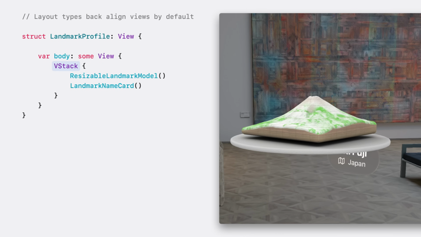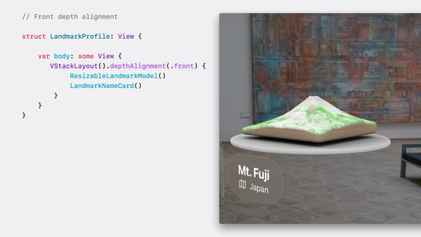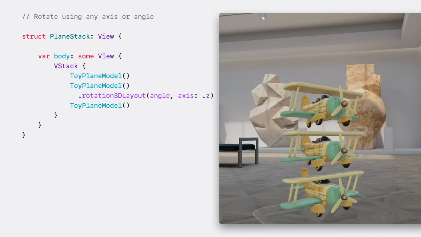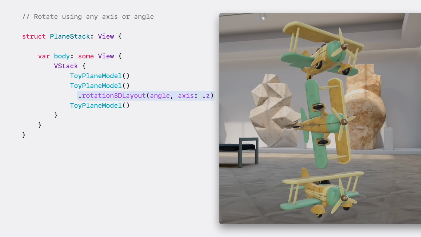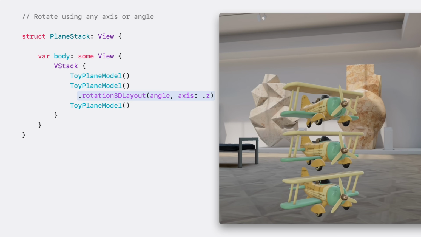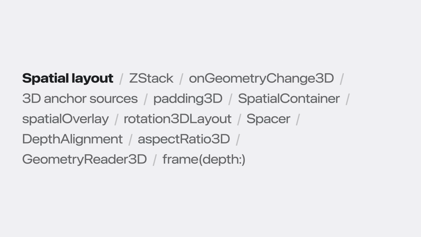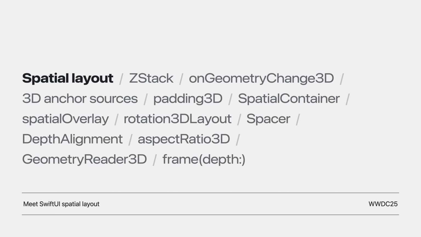Depth alignments are an easy way to compose common 3D layouts with 2D stacks and layout types. You can use depthAlignment.front to align your views for improved legibility, as demonstrated in this example. If you want to rotate a 3D object in your app, with the rotation3DLayout modifier, you can rotate geometry within the layout system, all while communicating those rotations back to your view so your app can react. As we've seen, many familiar SwiftUI layout tools and modifiers now have first-class 3D analogs. To learn more about them, check out our session, Meet SwiftUI Spatial Layout.